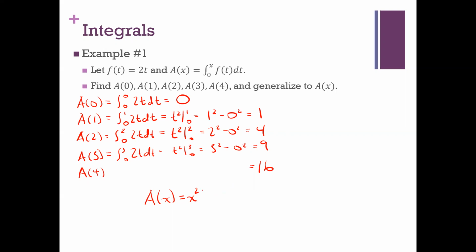Is it plus c though? If I were to just ask you for the antiderivative of 2t, then I think you have to say t squared plus c, right? But in this case, why is there no plus c here? Let me try to collect all these things in a table. So x versus A sub x, or A of x. So when we have that, we have to have that constant of integration.